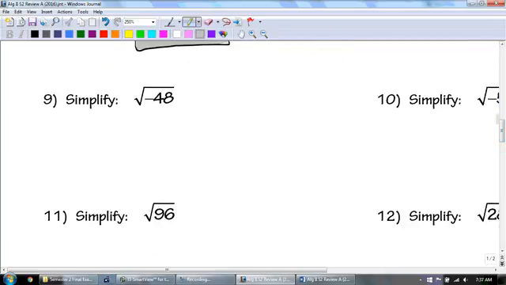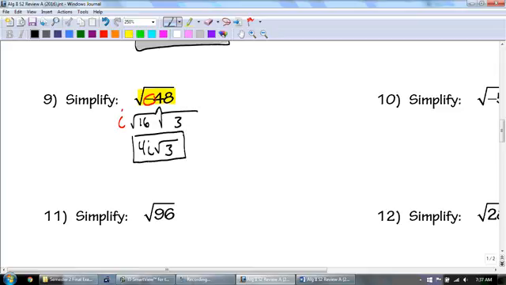Number 9, simplify. So this is what we were just talking about. When we notice that there's a negative, we take out the i right away, and then I want to break up the 48 into perfect squares. I would check to see if 36 does, 25. The highest one that works is 16. The square root of 16 is 4, so we have 4i square root 3.